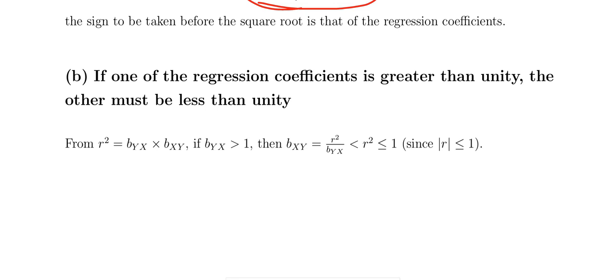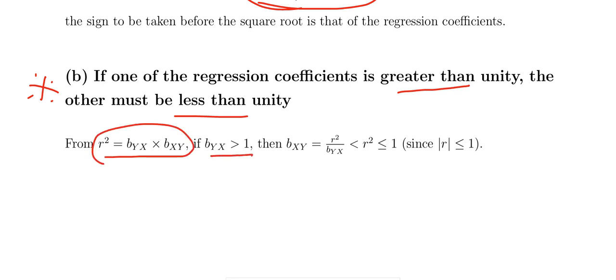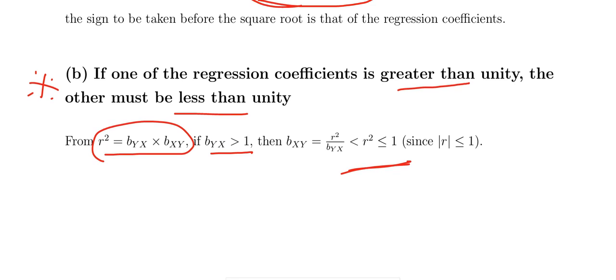If one of the regression coefficients is greater than unity, the other must be less than unity. That is also a very important idea. You may have used this in problems too. So r square equals byx into bxy. If byx is greater than 1, then bxy equals r square divided by byx, which is less than or equal to 1, so bxy should be less than or equal to 1. That is the idea.